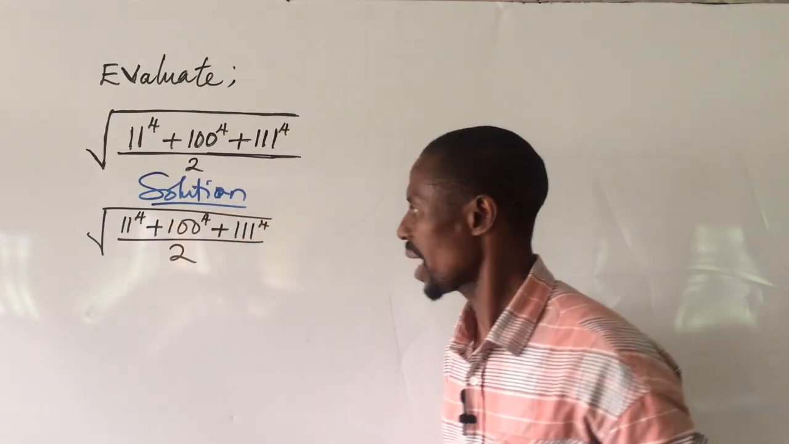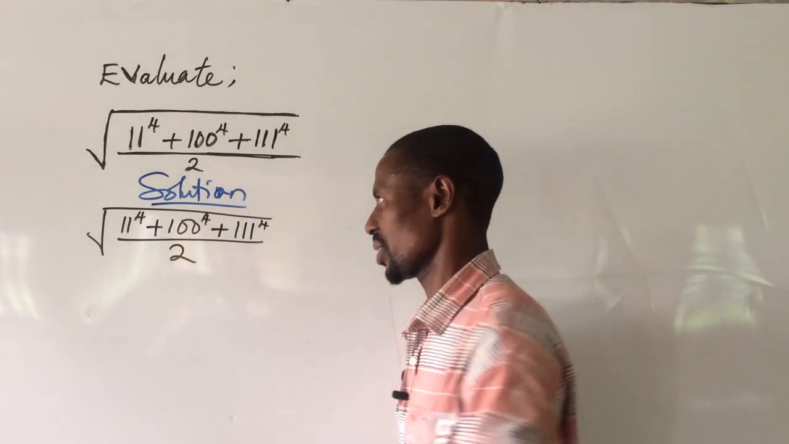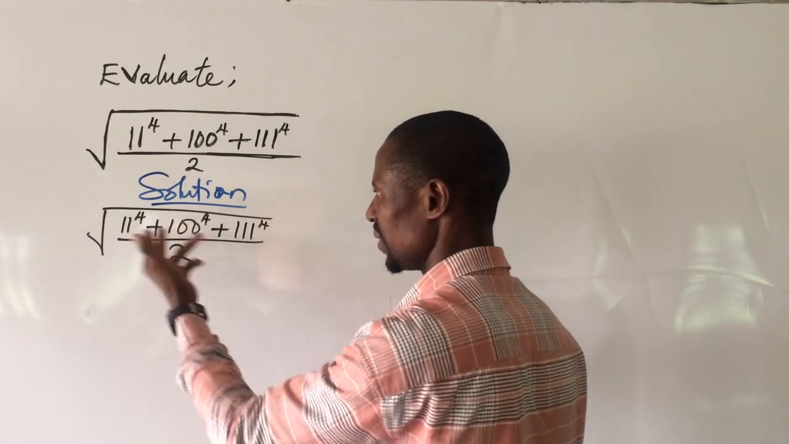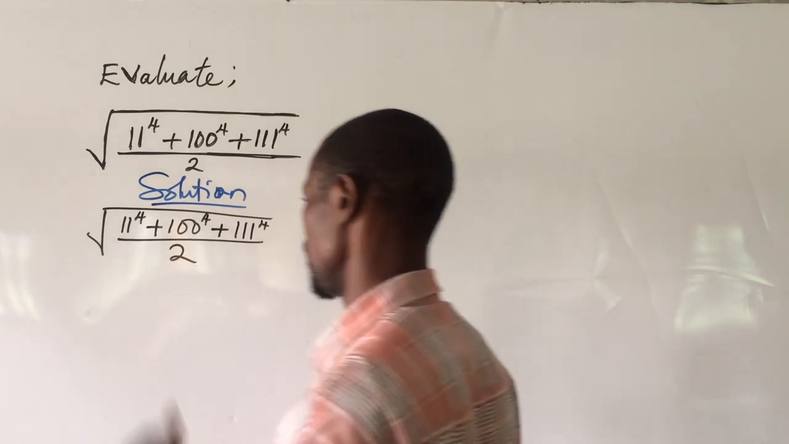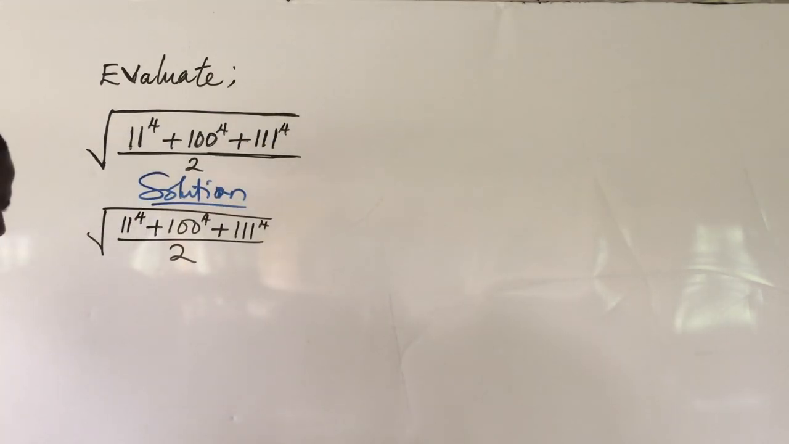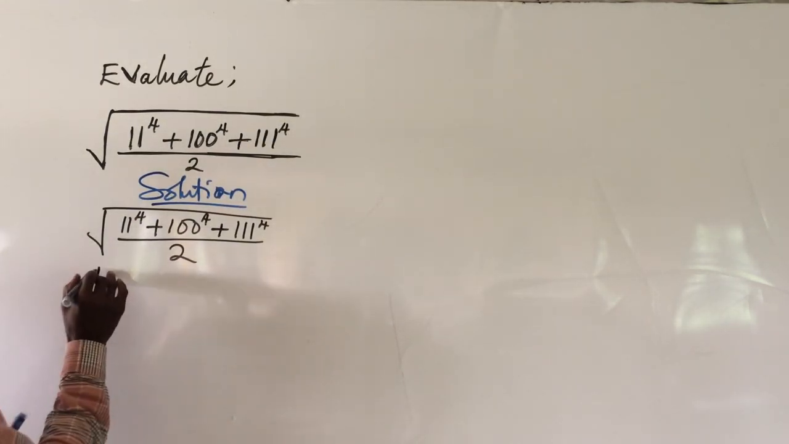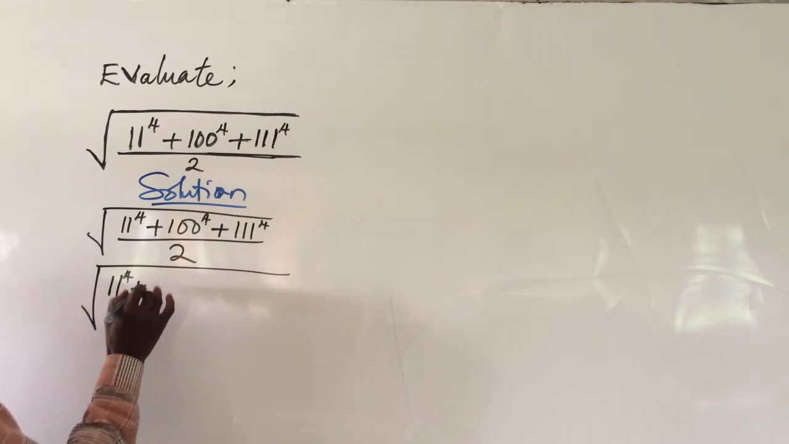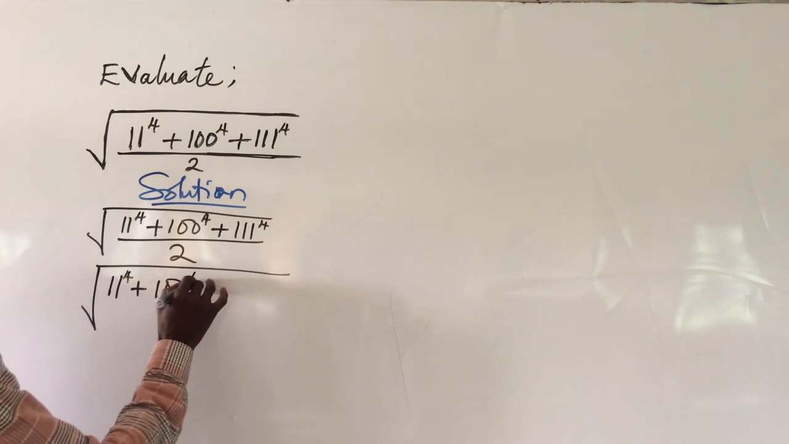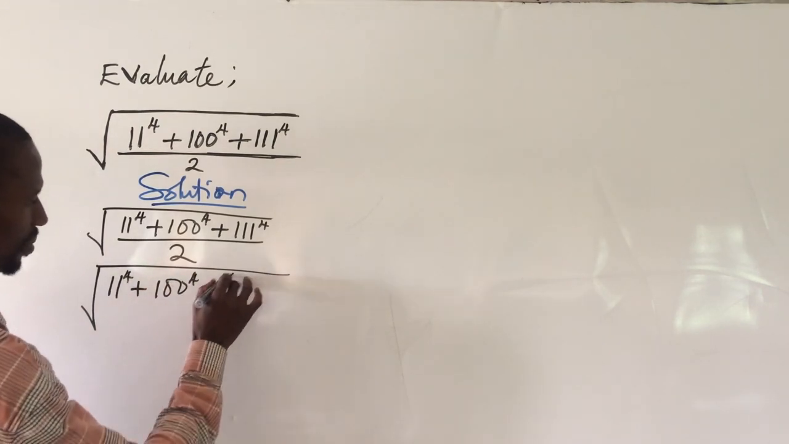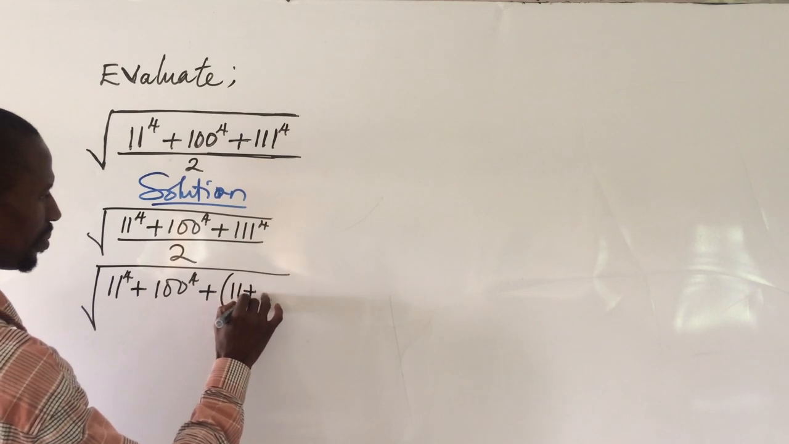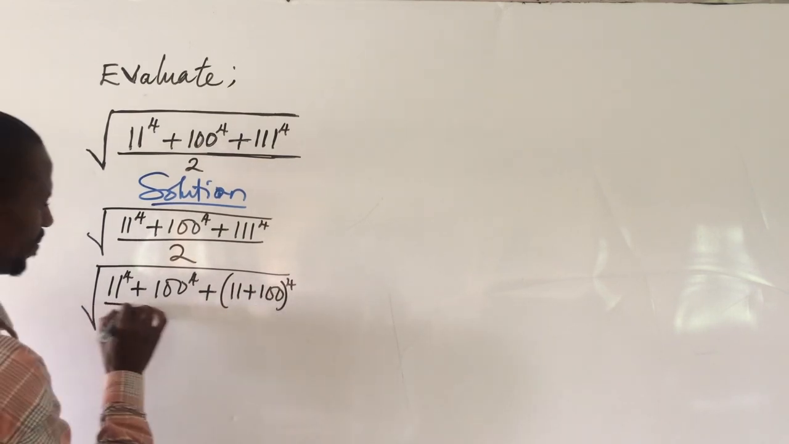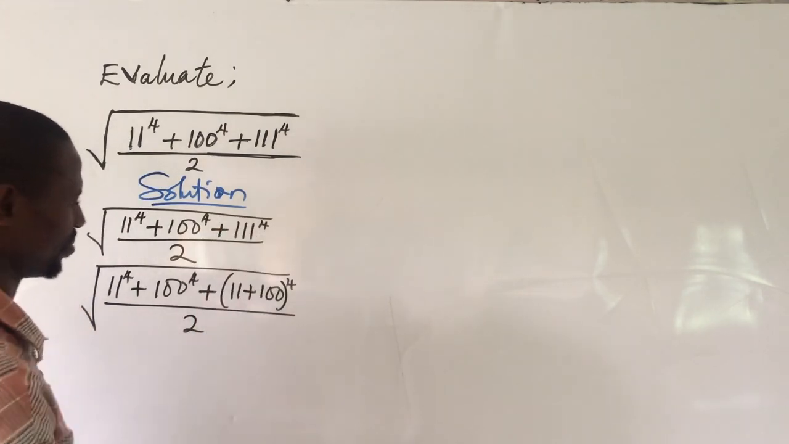Now, if we look at this carefully, you discover that we can split this 111 into 11 and 100. So if we do that, we're going to have the square root of 11 to the power of 4 plus 100 to the power of 4 plus bracket open 11 plus 100 all to the power of 4, everything all over 2.